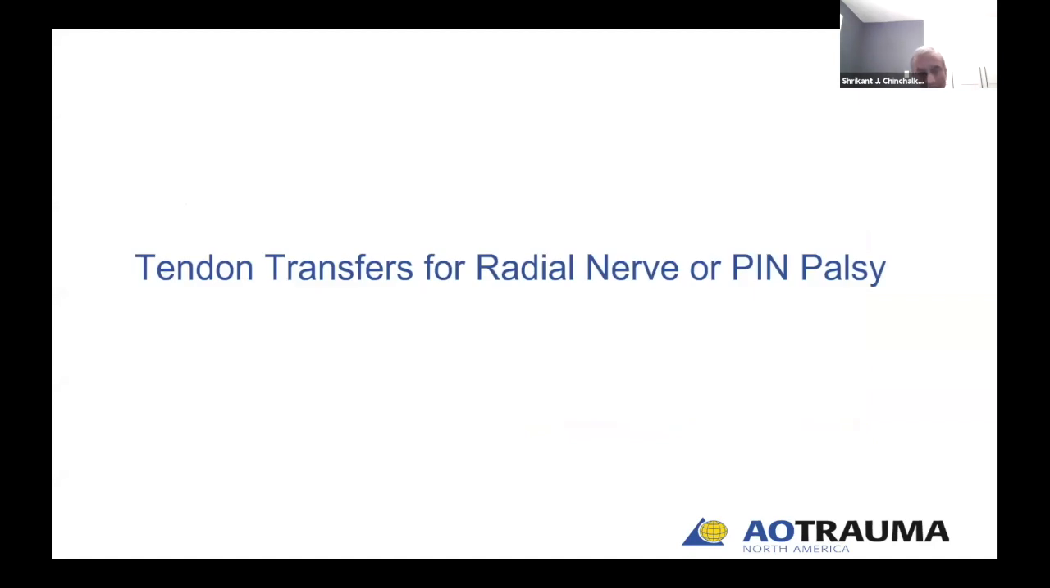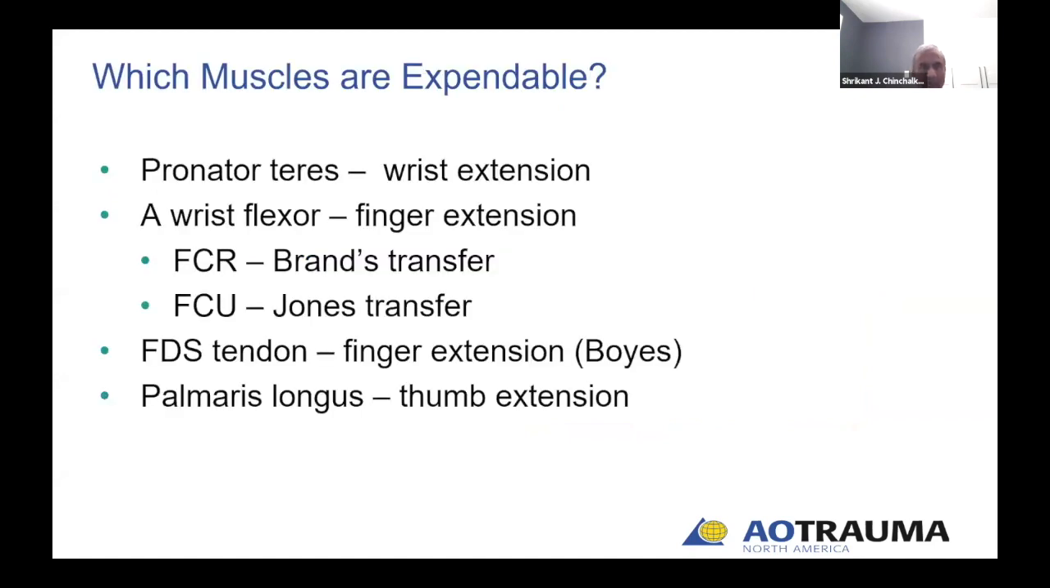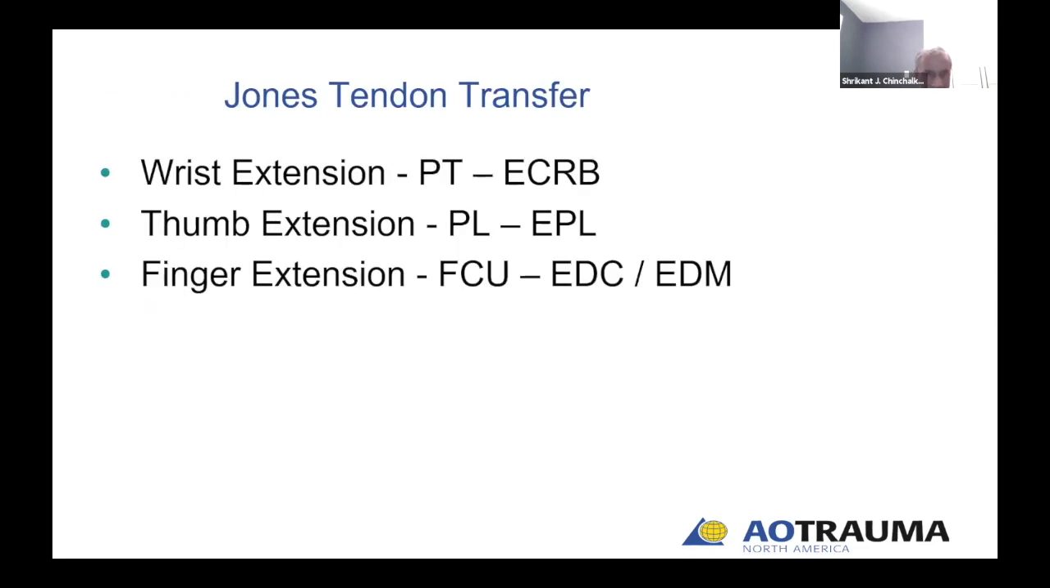So Dr. Cassidy has gone through the tendon transfers for radial nerve as well as posterior interosseous nerve palsy. The pronator teres is a common tendon used for wrist extension. One of the wrist flexors is used for finger extension. Brand transfer favors flexor carpi radialis, whereas Jones transfer favors flexor carpi ulnaris. And Boyes identified that flexor digitorum superficialis could be used for finger extension, and palmaris longus, especially for thumb extension.